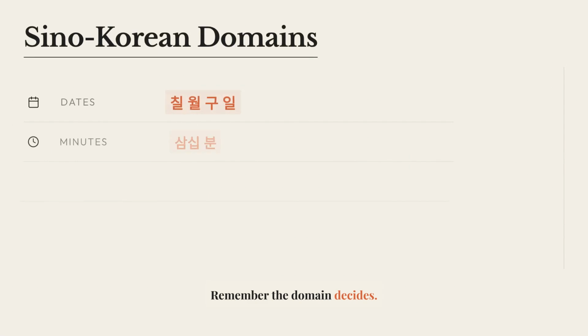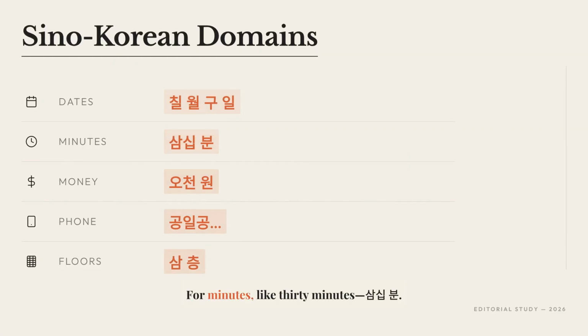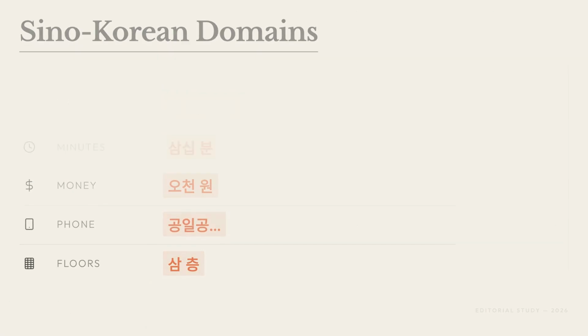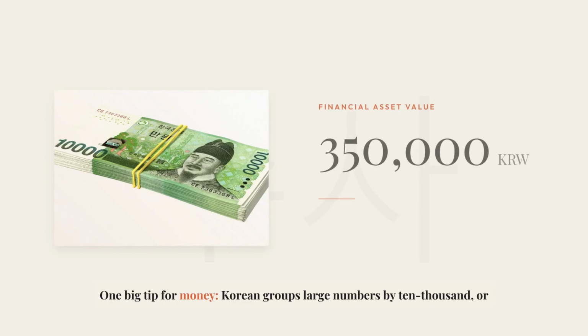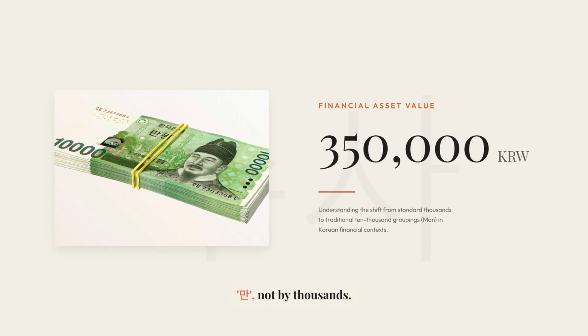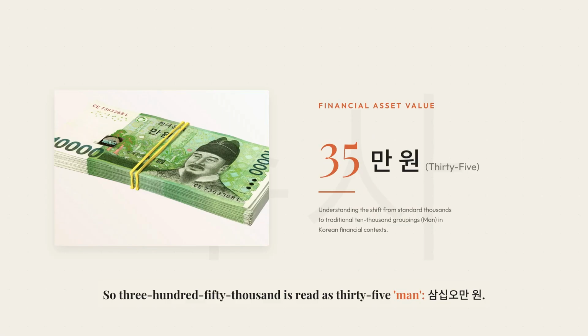Remember the domain decides. We use Sino for dates, like July 9th, 7월 9일. For minutes, like 30 minutes, 30분. And for money, phone numbers, and building floors. One big tip for money. Korean groups large numbers by 10,000, or 만, not by thousands. So 350,000 is read as 35만, 35만 won.